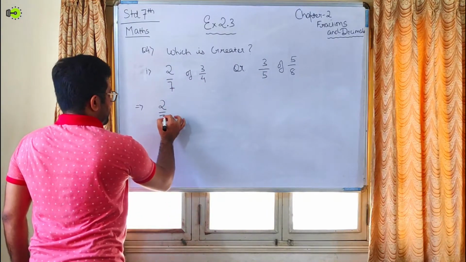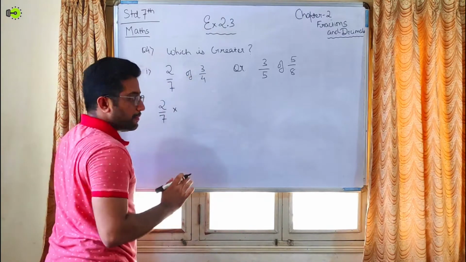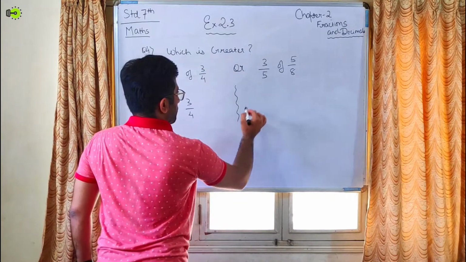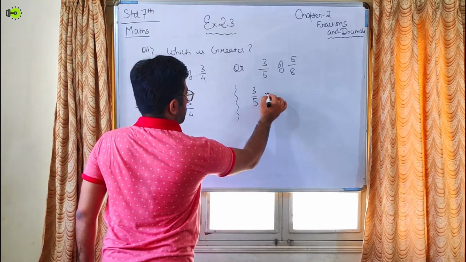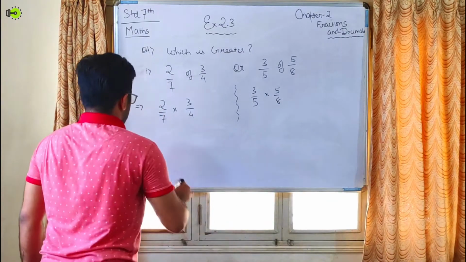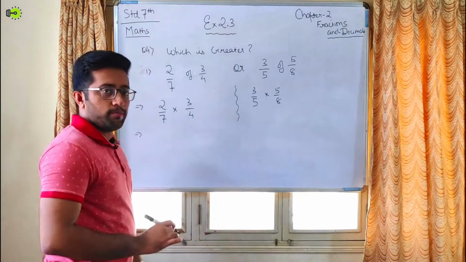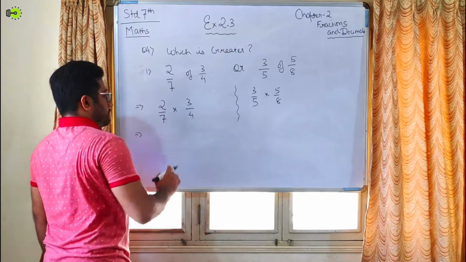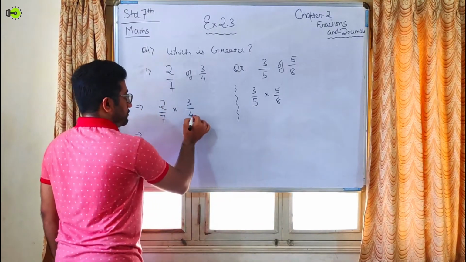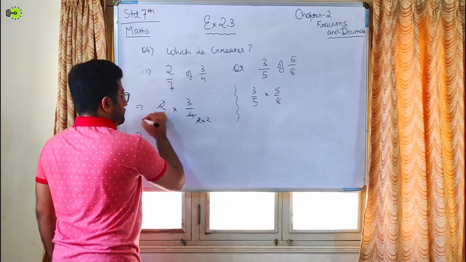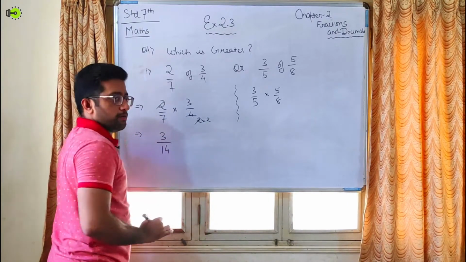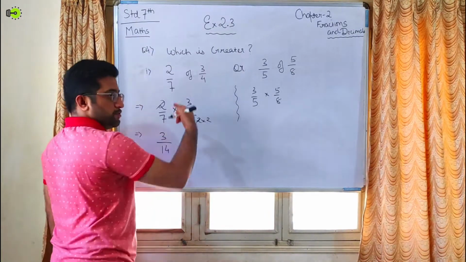So 2 by 7 multiply, of means multiplication, 3 by 4. Similarly 3 by 5 multiply 5 by 8. Now the routine course, that is we will see whether there is something in common, we will cut it out. So there is nothing in common here. No. Yes, there is something in common, that is this one and this one. So we will put the factors and cut it out. So your answer will be 3 divided by 7 into 2 is 14. Okay, so this is the simplest value of this one.